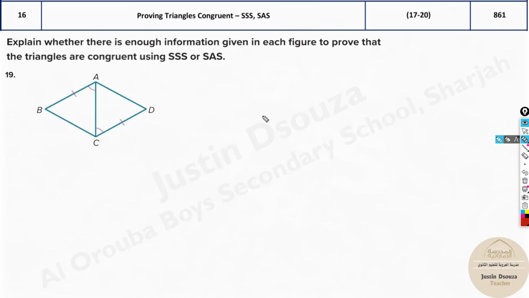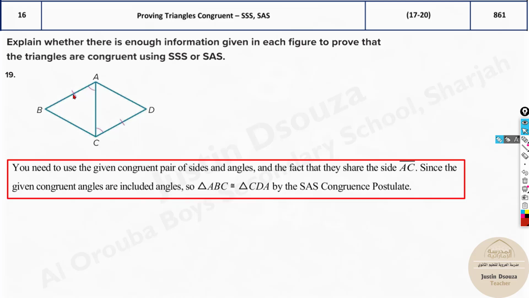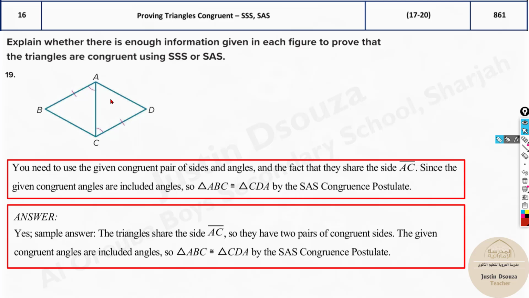And over here, what about this one? When I look at it, I can understand this is SAS. Why? This side, this angle, and AC is a common side. SAS postulate. So from the given congruent side and the congruent pair of angles, and the fact that AC is the same side shared by both triangles, we can say its congruency follows from the SAS postulate. So both triangles are congruent to each other.